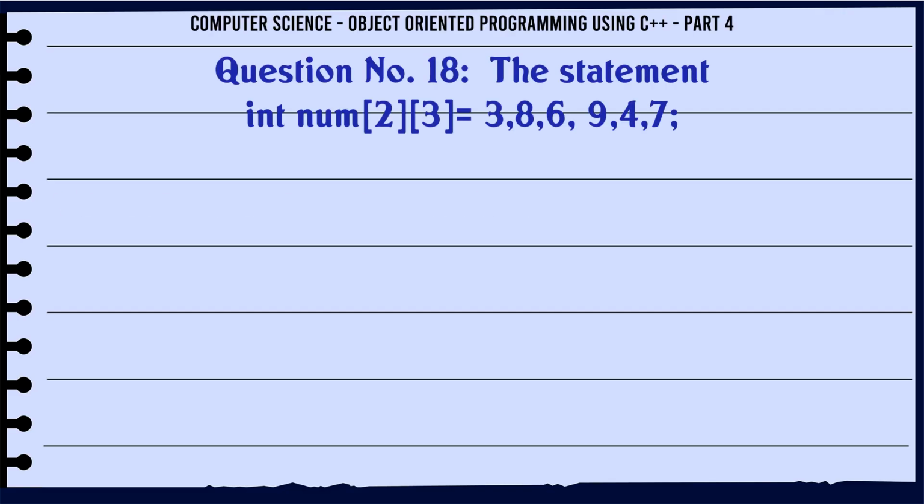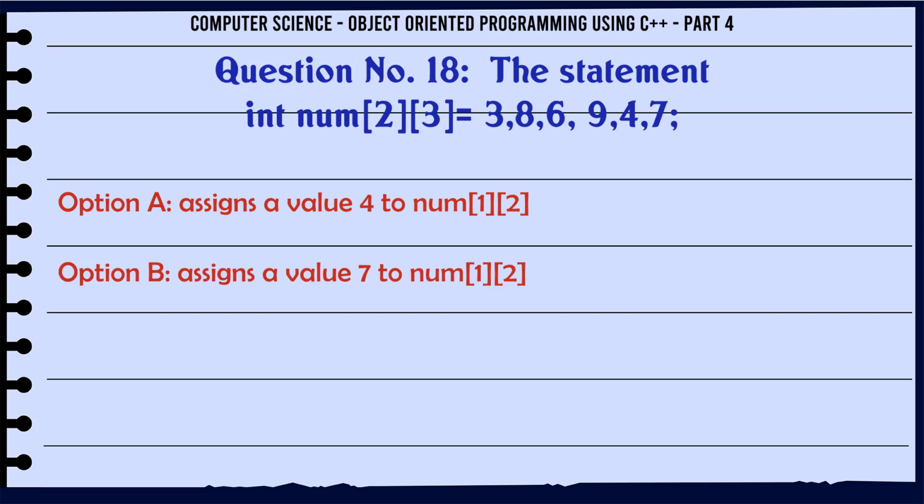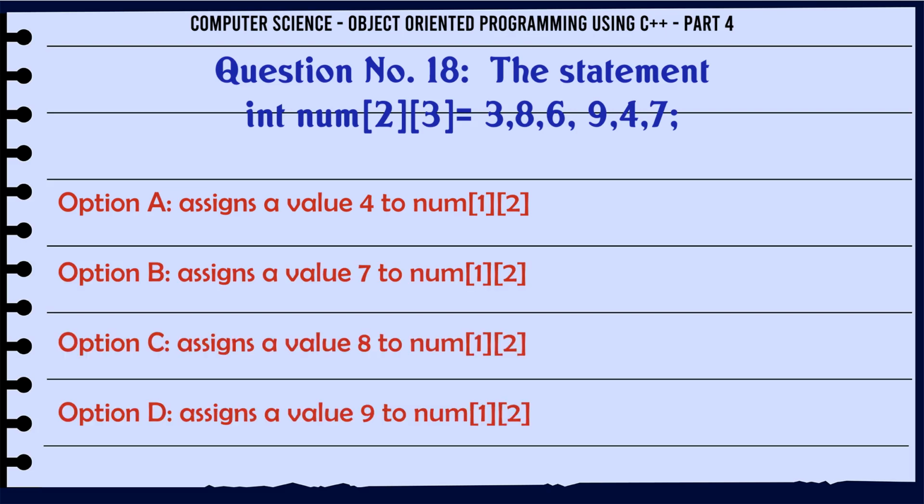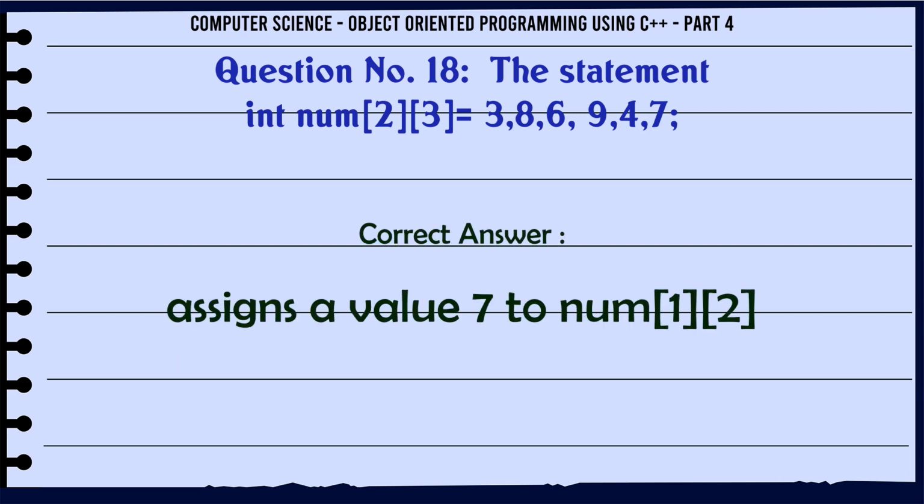The statement int num2338697. A. Assigns a value 4 to num12. B. Assigns a value 7 to num12. C. Assigns a value 8 to num12. D. Assigns a value 9 to num12. The correct answer is assigns a value 7 to num12.